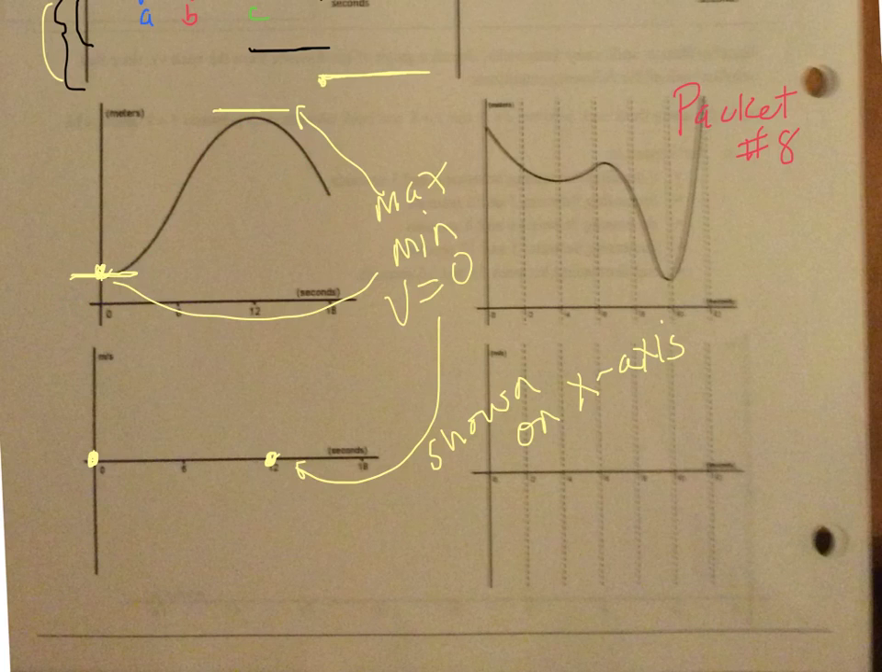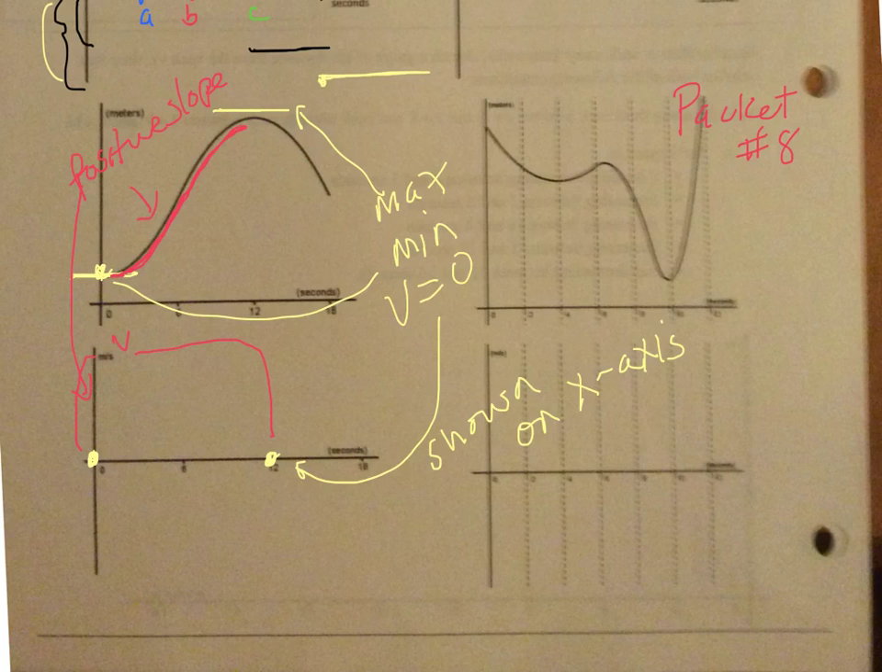Now for the next part, I like to think about, where's my function positive? Well, where does it have a positive slope? It has a positive slope in this region here, okay? Some of it is steeper than others, but it's all positive. So since it has a positive slope, that means my velocity curve has to be above the x-axis in here, okay?